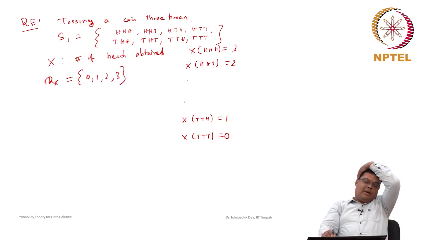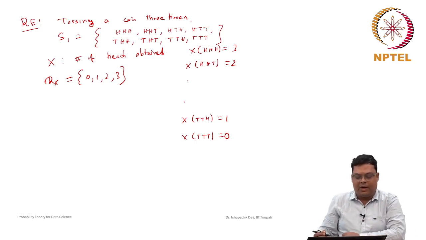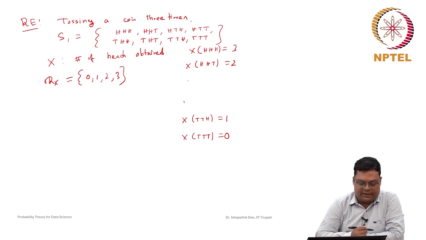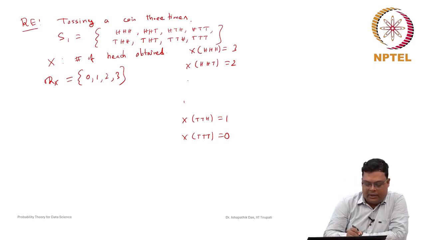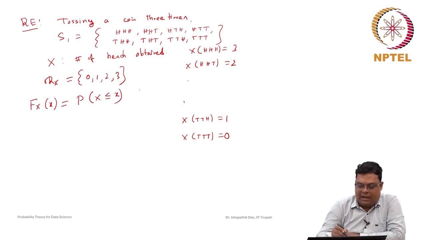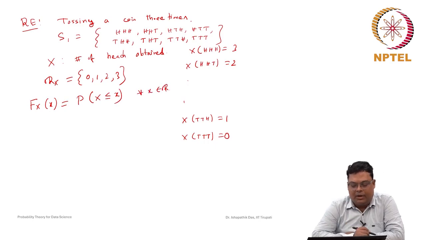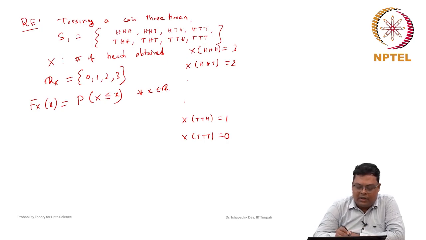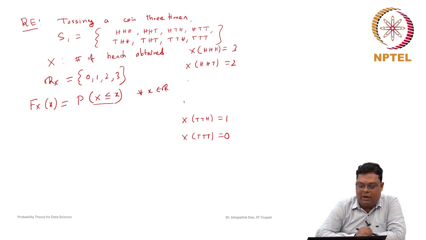Now we want to find the CDF, the cumulative distribution function associated with this random variable X. What is the definition of the cumulative distribution function? F of x is defined by the probability that X is less than or equal to x, for all real numbers x belonging to R. So basically you have to give this function for any real number. Let us find the value of this function for some particular values of x.